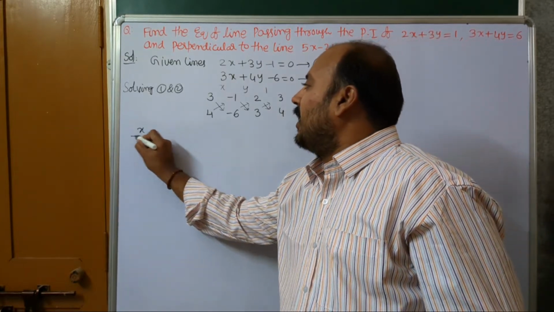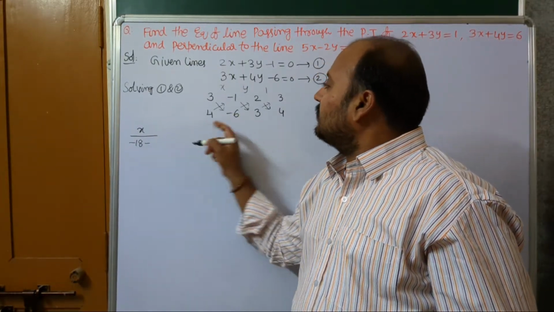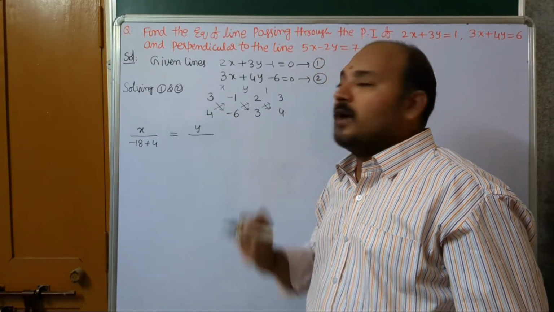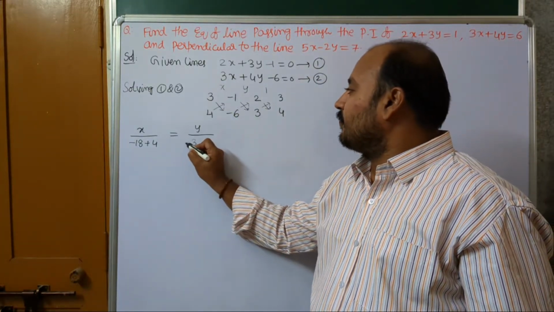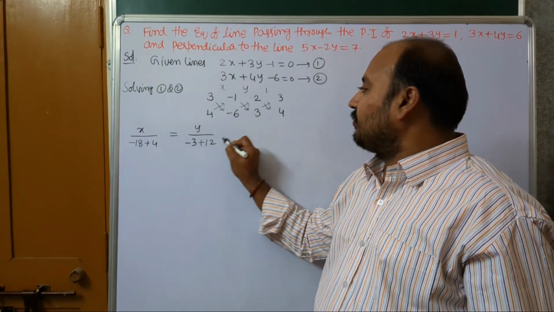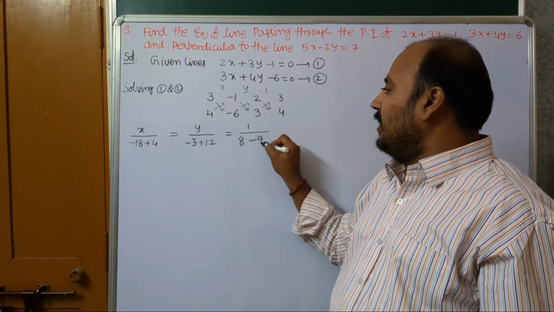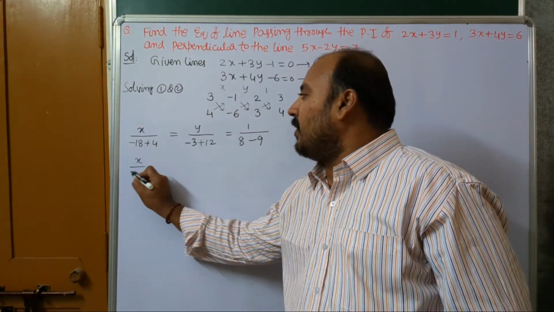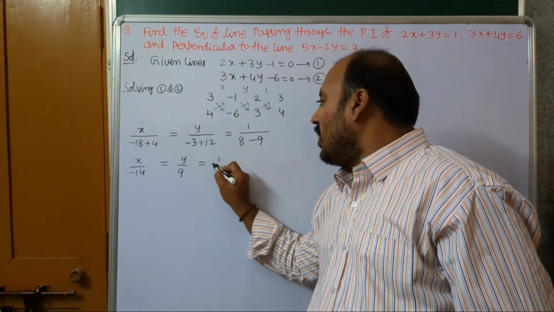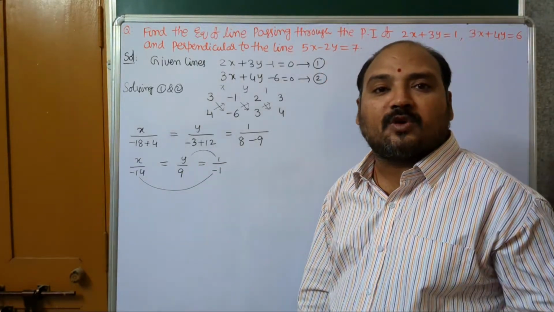So x divided by 3 into minus 6, minus 18, minus 4 into minus 1, minus of minus 4, plus 4, is equal to y divided by minus 3 minus of minus 12 plus 12, is equal to 1 divided by 4 2s are 8, minus 3 3s are 9. So x divided by minus 14, y divided by plus 9 is equal to 1 by minus 1. Equating these, you will get the values of x and y.